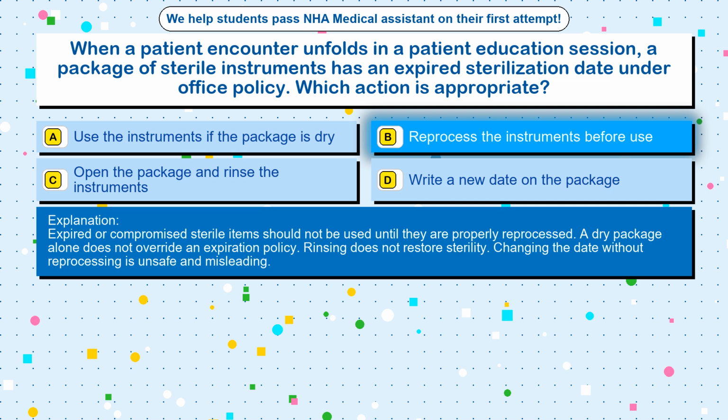Expired or compromised sterile items should not be used until they are properly reprocessed. A dry package alone does not override an expiration policy. Rinsing does not restore sterility. Changing the date without reprocessing is unsafe and misleading.